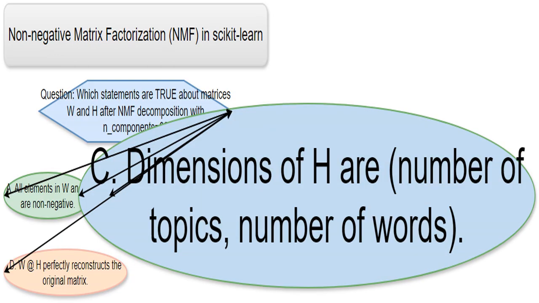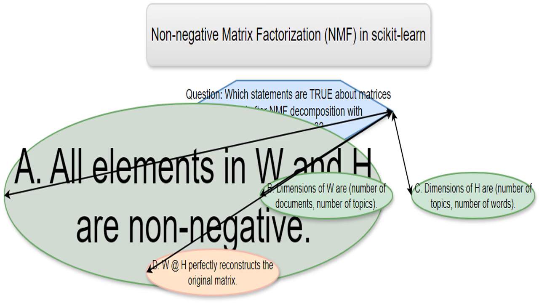Absolutely correct. The matrix H is the topic word matrix. This matrix illustrates the importance of each word in defining each topic. The rows show the topics, and the columns show the words. That's right. A core feature of NMF is that all values in the resulting matrices, W and H, must be non-negative. This is what the non-negative in non-negative matrix factorization refers to.